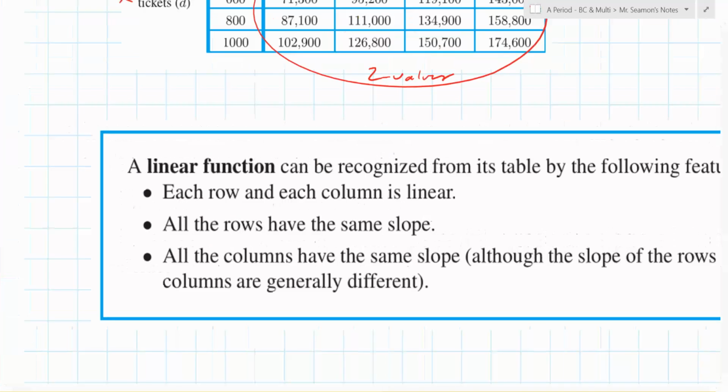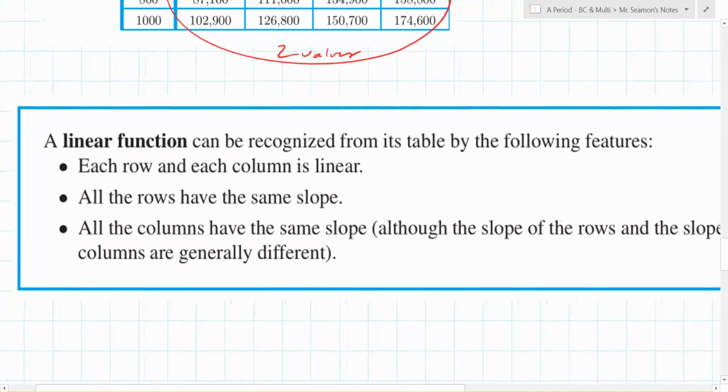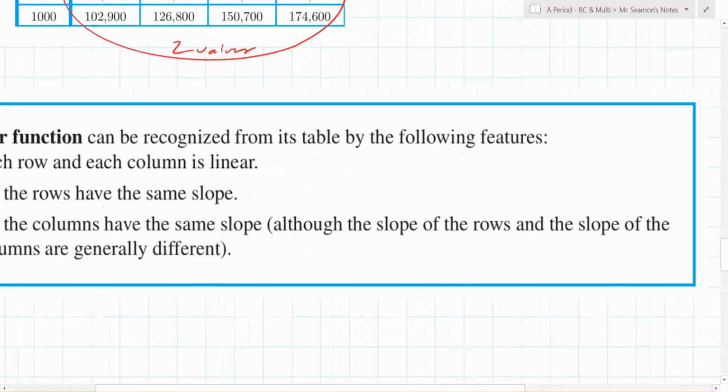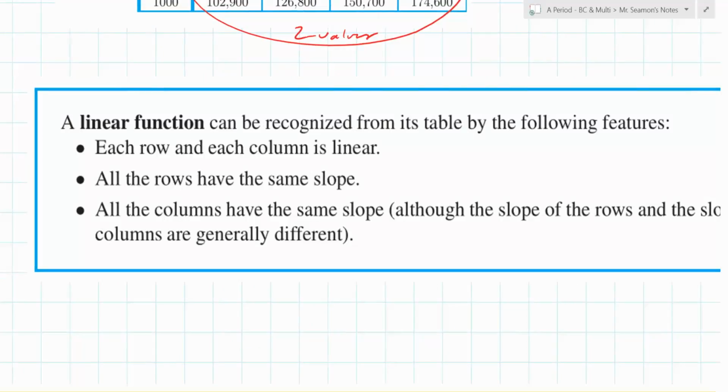So here are the written out steps. Each row and each column is linear. All the rows have the same slope and all the columns have the same slope, although the slope of the rows and the slopes of the columns are generally different. You understand? Like it might be steeper this way than that. They're not the same in both directions. Can it be? Yeah, it can be.